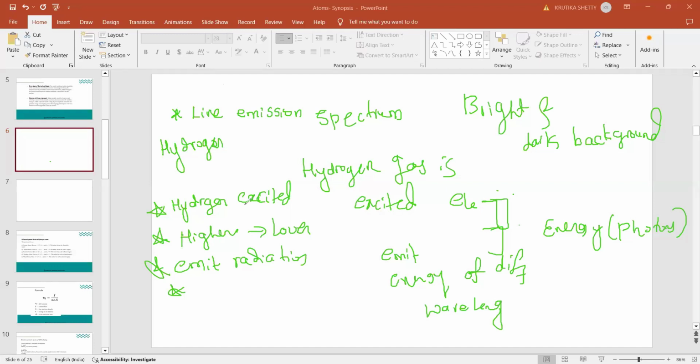The hydrogen gas must be excited. It should move from higher orbit to the lower orbit, and when coming from higher to lower, it will emit some radiations of different wavelength. This phenomenon is called line emission spectrum. Its speciality is that it consists of both bright and dark background. Is it clear? What is line emission spectrum? The next one is line absorption spectrum. If you understand emission spectrum, absorption spectrum will be easy.